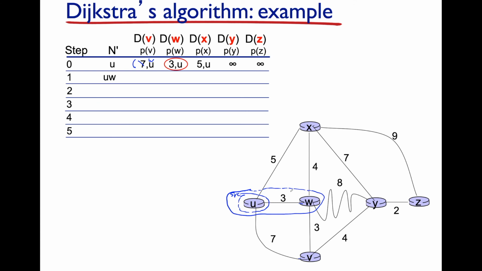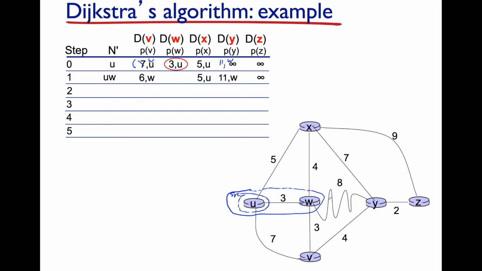So absolutely, it's cheaper than infinity to go 8 plus 3 at a cost of 11, and the predecessor for Y is going to be W. So let's now look at that change. So here we have 6W, and our predecessor from V is W, and the cost is 6. And then we have 5U, right, for X. That hasn't changed. And we have 11W for node Y.